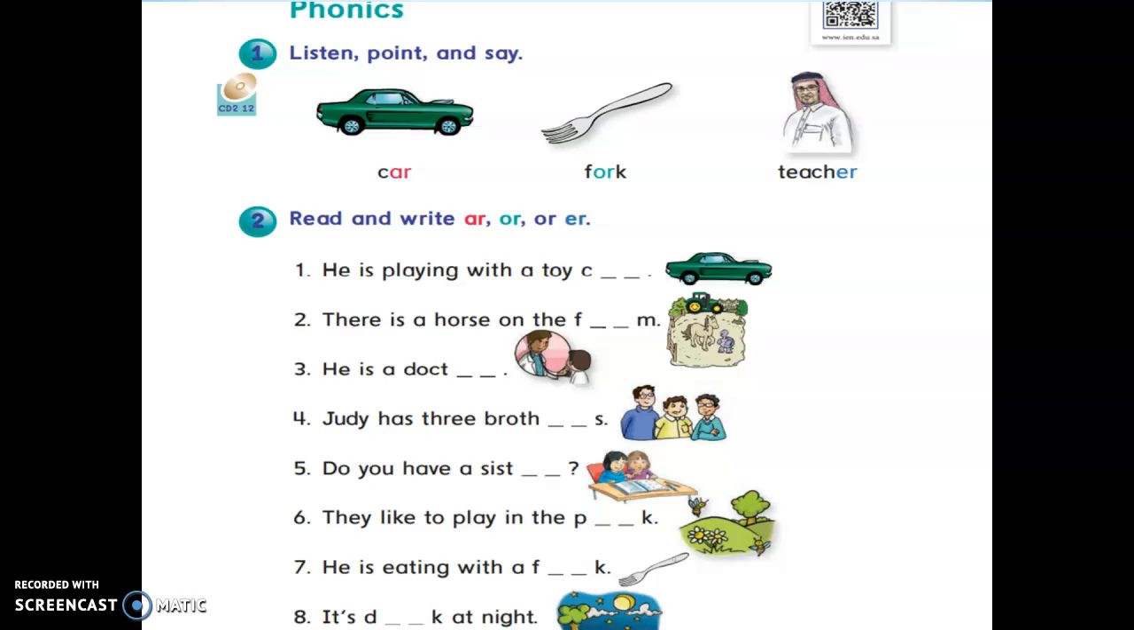Phonics. Exercise 1. Listen, point, and say. Listen to words with AR, OR, and ER. Car, fork, teacher. Car, fork, teacher. Good. Now you do it. Car, fork, teacher.